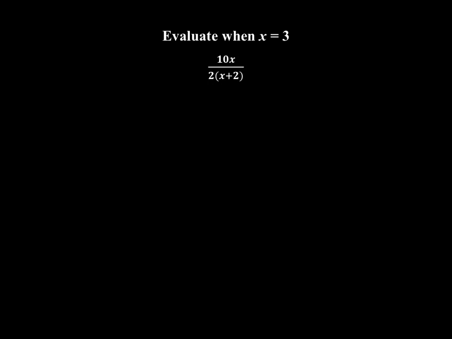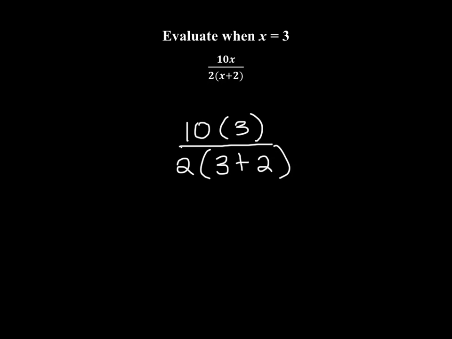Here's an example where we're separated by a fraction bar, and I also included the idea of substitution in evaluating. So the first thing you would actually do in a problem like this is replace x with its value of 3. So 10 times 3, and then 2, and then in parentheses we have 3 plus 2. When you have a fraction bar separating an order of operations problem, you do everything on the top and then everything on the bottom before you continue. So I can actually do that in one step. I'm going to do 10 times 3, which is 30.